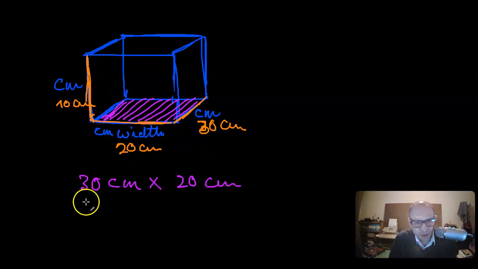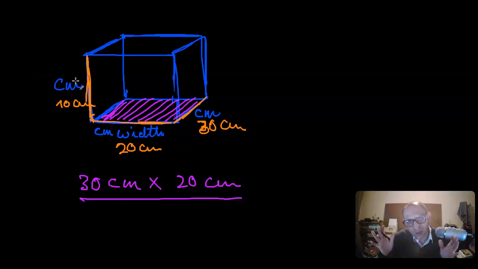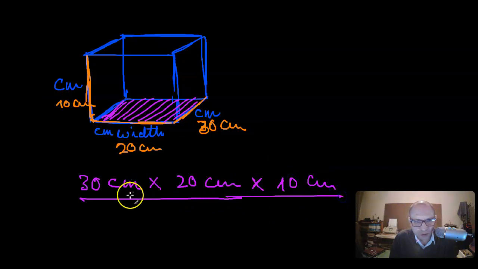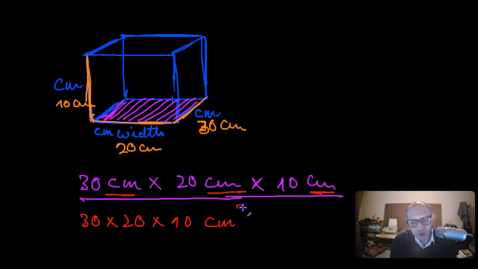Then if you multiply this surface area by this height, that becomes essentially the volume of the whole cube or cuboid. So times 10 centimeters. So you see over here, you have one factor of centimeter, centimeter, centimeter. And so as a result, this becomes 30 times 20 times 10, centimeter times centimeter times centimeter would be cubic centimeter, right?